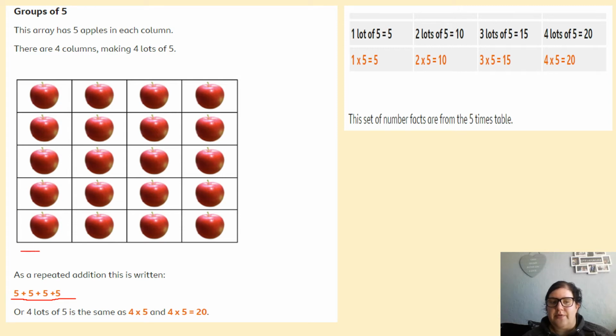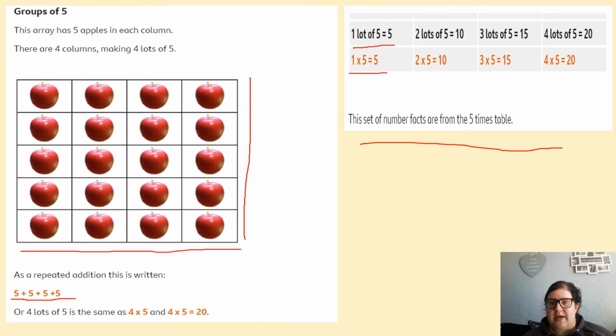Okay, so you've got 4 columns, that's 4 times 5, which is how many rows you've got. 4 times 5 is 20. So over here on this side of the screen, this is a set of number facts that are from the 5 times table. So 1 lot of 5 is 5, that's the same as 1 times 5 is 5. 2 lots of 5 is 10, that's the same as 2 times 5 is 10. 3 lots of 5 is 15, that is the same as 3 times 5 is 15. 4 lots of 5 is 20, that is the same as 4 times 5 equals 20.